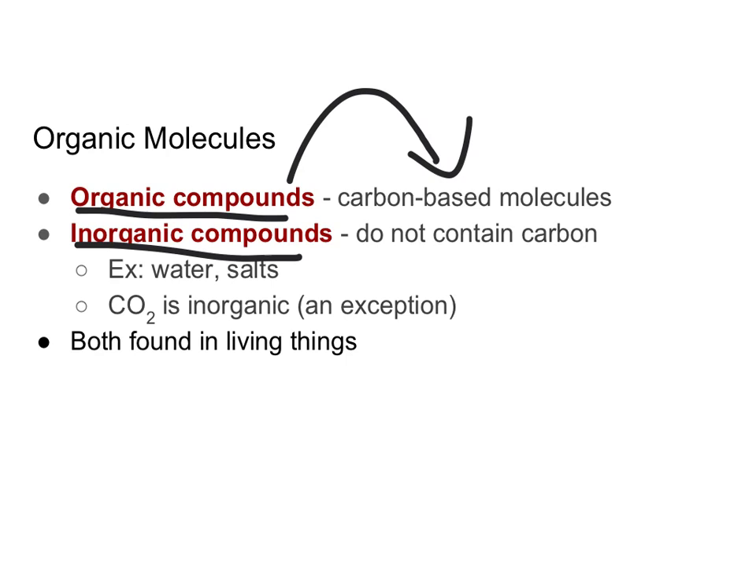Now, we also have inorganic compounds in our bodies as well, but because we are living, most living things have carbon. Some carbon-based molecules might be something like a carbohydrate or a protein, and some examples of inorganic compounds are things like water or salt. Now, there are some exceptions to this rule. A big one that you should be familiar with is that carbon dioxide is technically considered inorganic, even though it does technically have carbon. So to summarize, both types of molecules are found in living things, but living things are primarily made up of organic compounds.